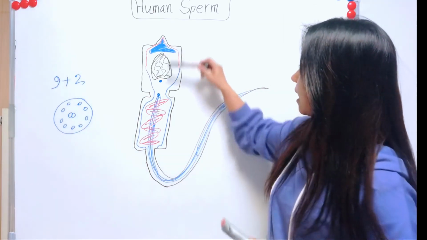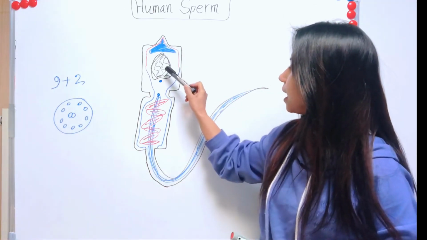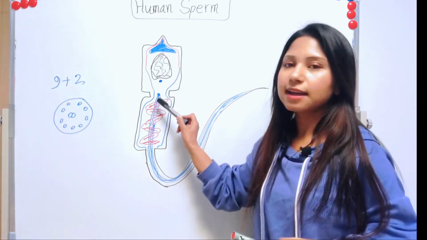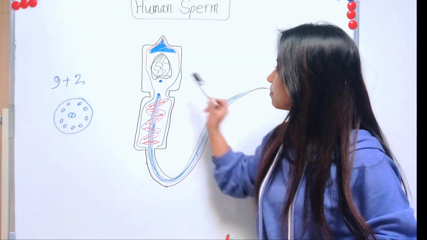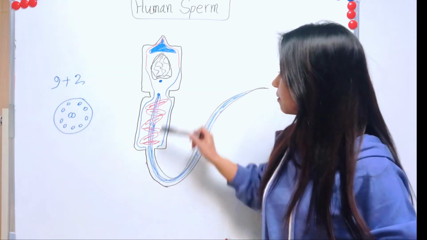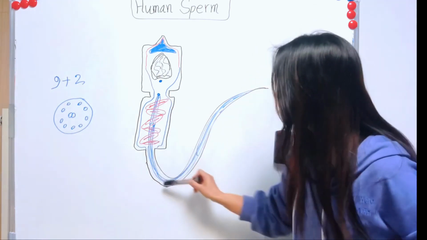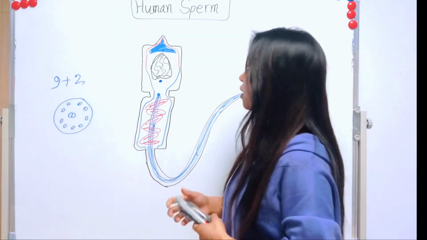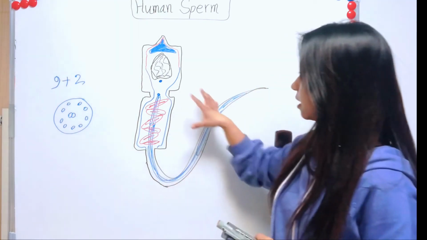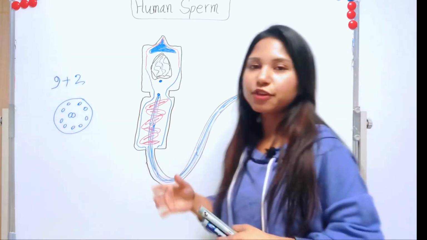This is the head, which consists of acrosome and nucleus, then the neck. This is the proximal centriole, this is the distal centriole, then the middle piece filled with numerous mitochondria, and this is the tail made by axial filaments. So this is the diagram of a human sperm.